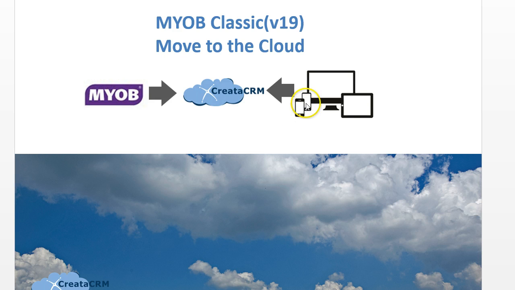Today I'm going to be showing you MYOB Classic, which is version 19, and how we can sync it into the Creatacrm cloud. That is where we can grab your MYOB Premium or Enterprise or version 19, and periodically copy the data every hour, every day, or whatever you want, and mirror it back into the cloud so anyone can access the MYOB data in real time.